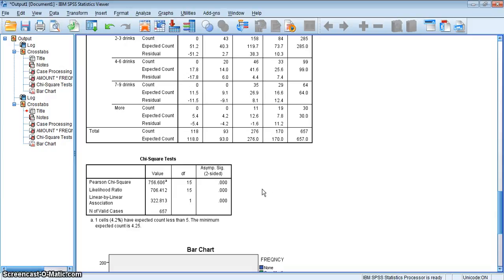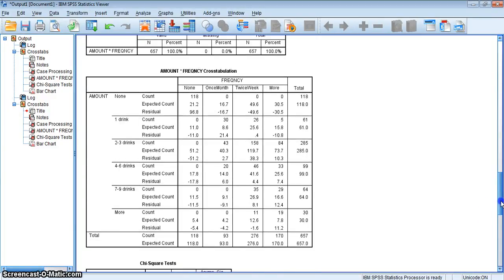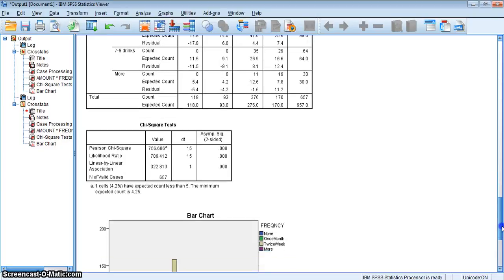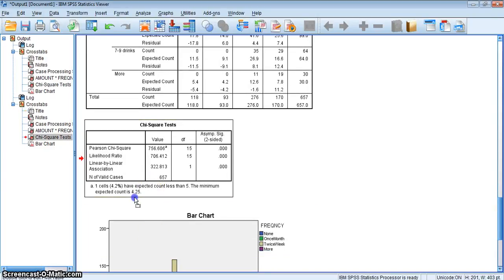Our p-value is highly significant, less than any alpha that we've used, so we will reject the null hypothesis and say that these two categorical variables are dependent. We can say they're associated. We also examine this right here. This talks about our assumptions, that all expected cell counts must exceed 5. We do have one cell count that is less than 5, just barely, so you want to mention that in your write-up.